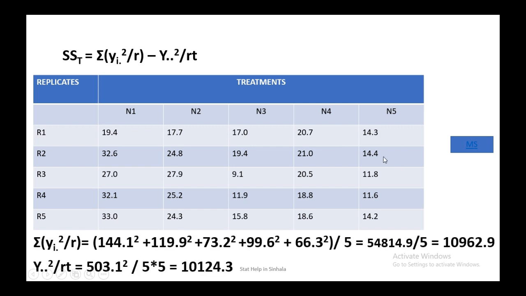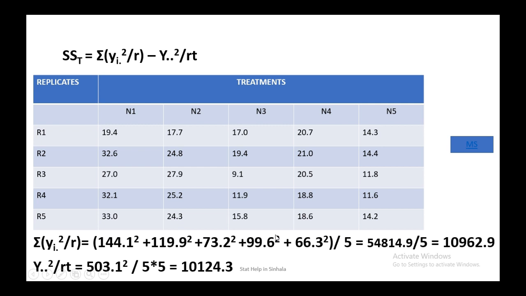In this example, first part is this one. Y1 dot is 144.1 squared, then the summation for the second treatment should be squared. Then the third observation, this one, the square, fourth one, fifth one.